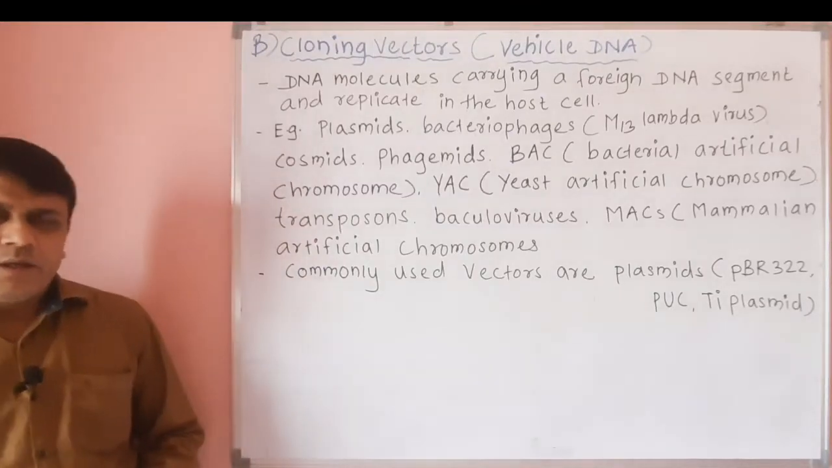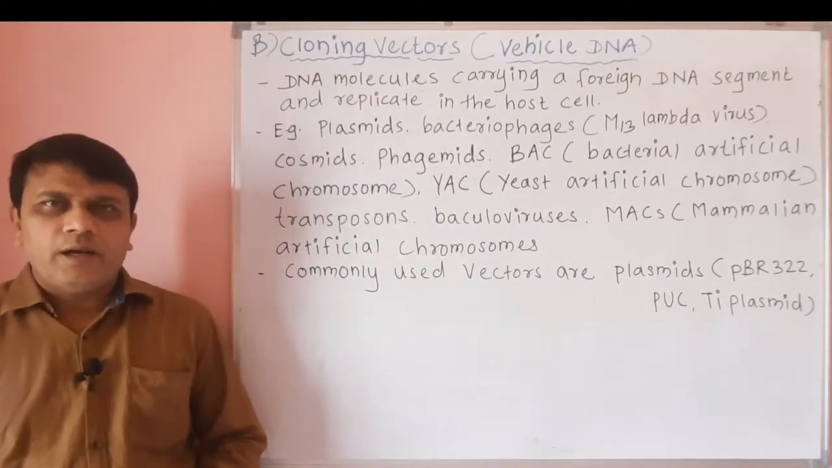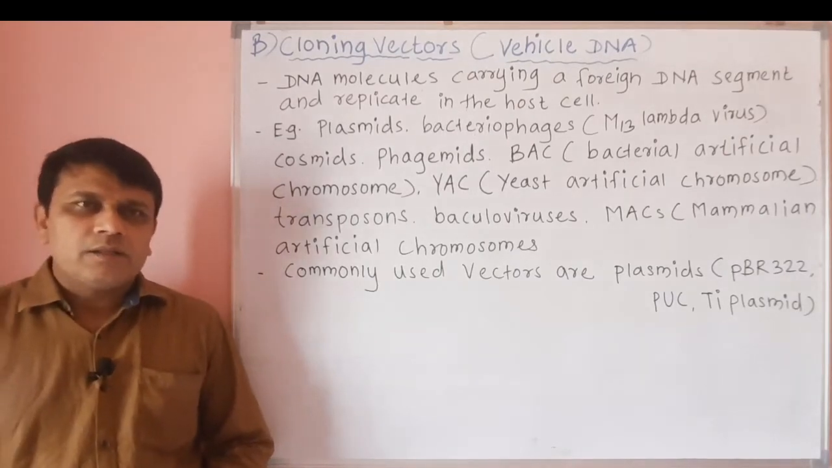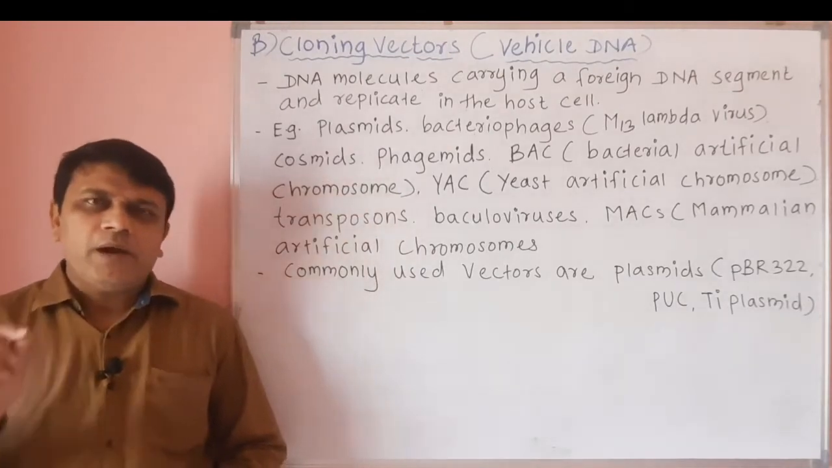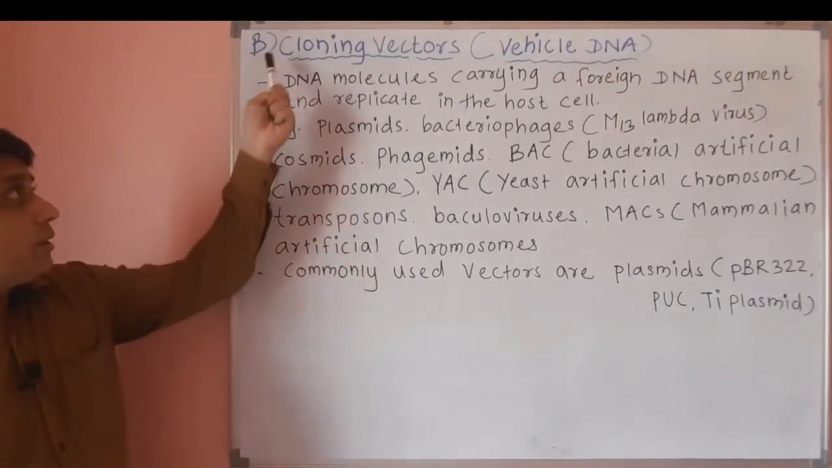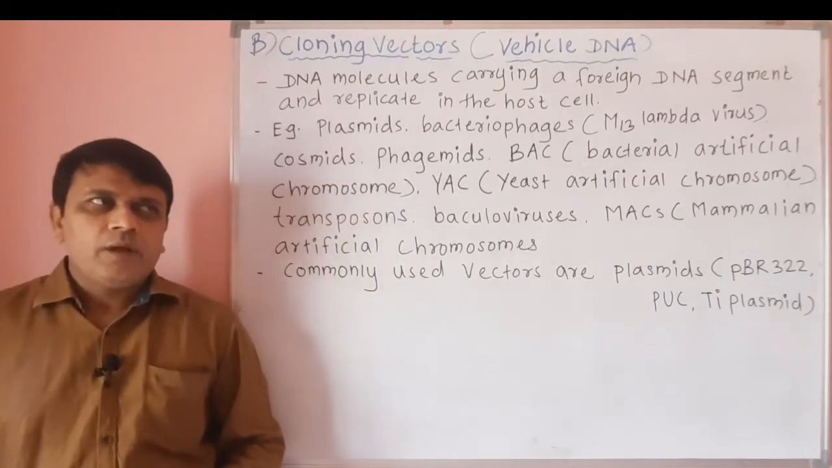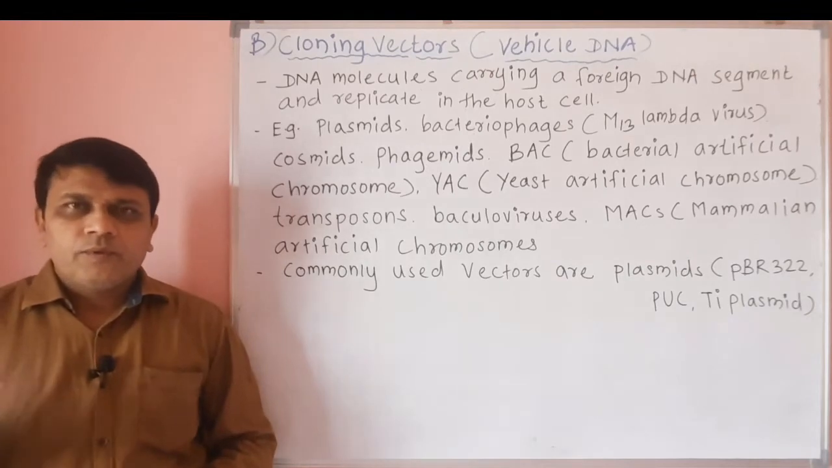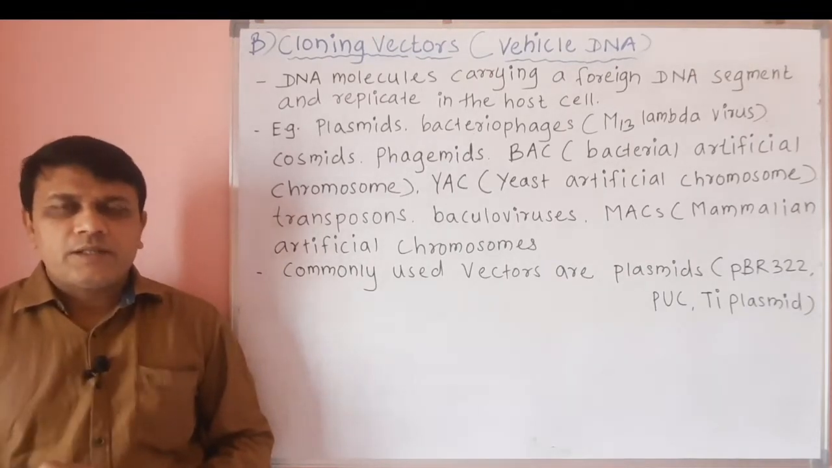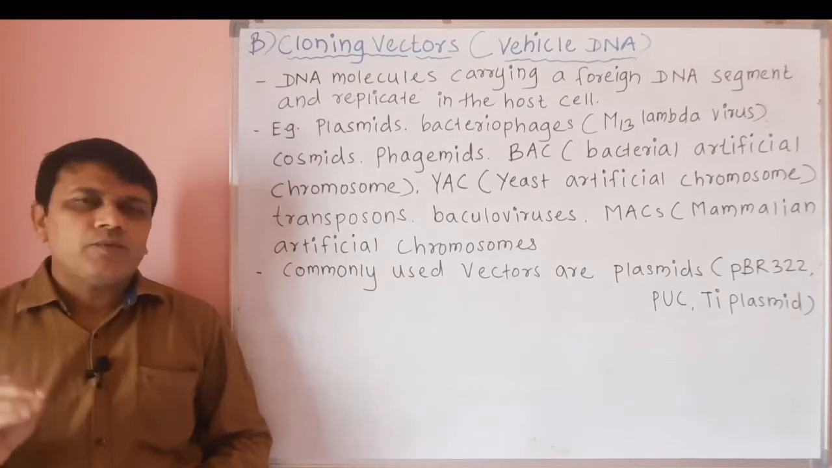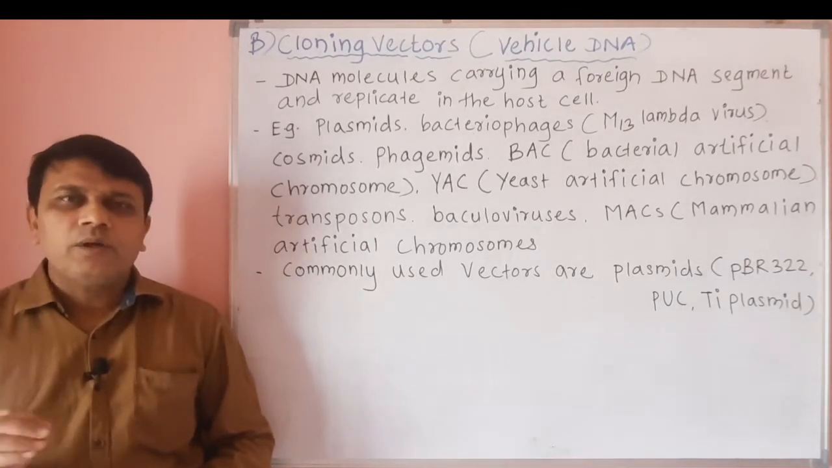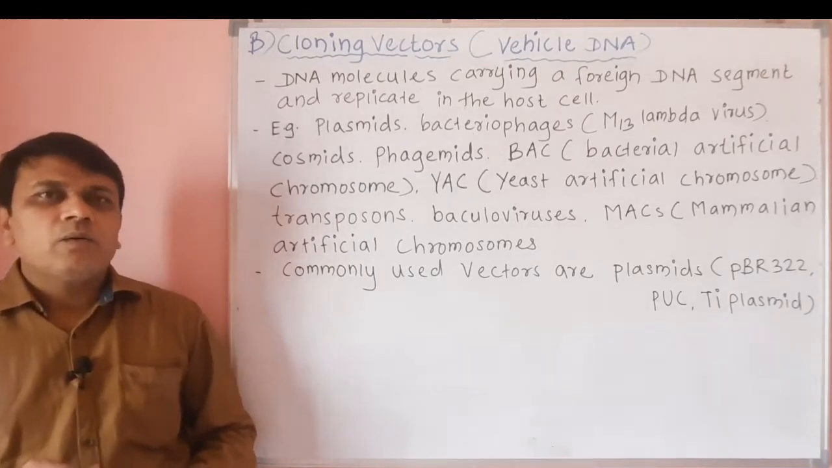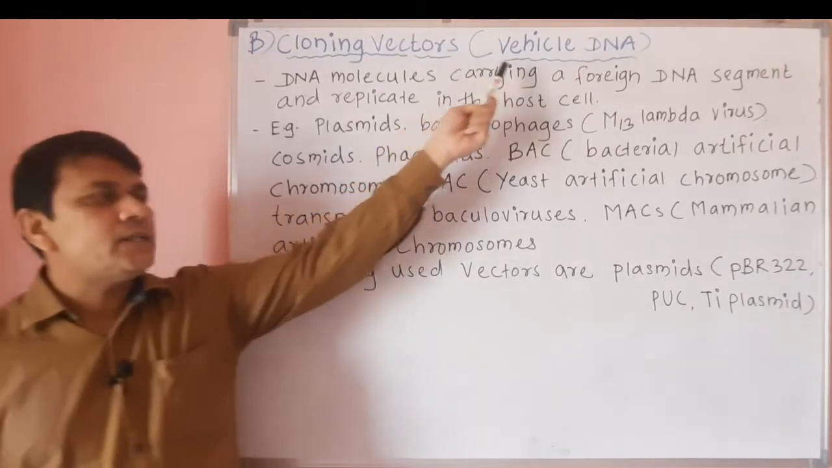Hello students, in this session of chapter number 12, that is biotechnology, we are going to learn regarding the second type of biological tool, that is cloning vectors. Now for recombinant DNA technology, agents are essential for the transfer of the desired gene into the host cell. Such agents are called cloning vectors, or they are also called vehicle DNA.